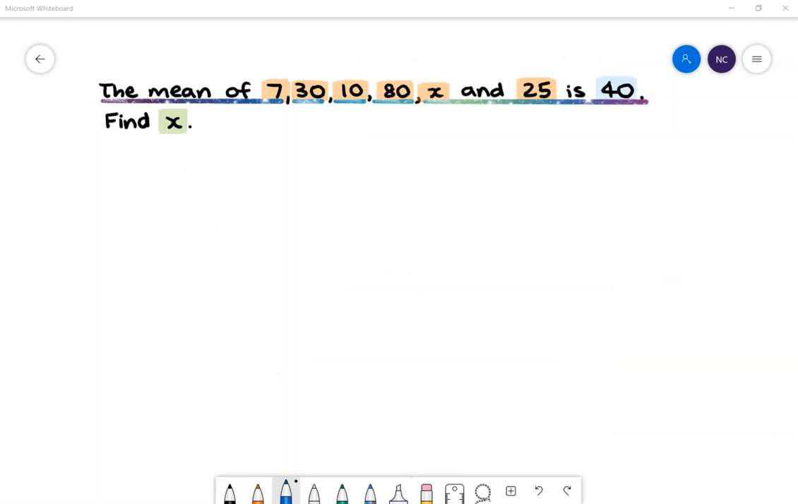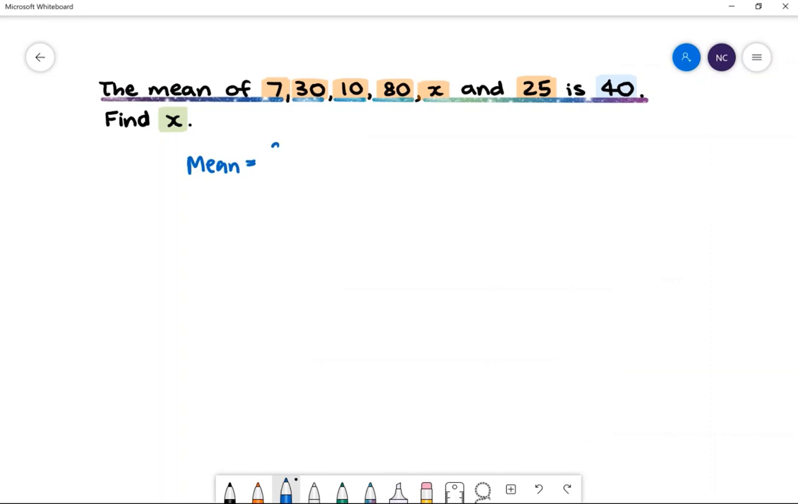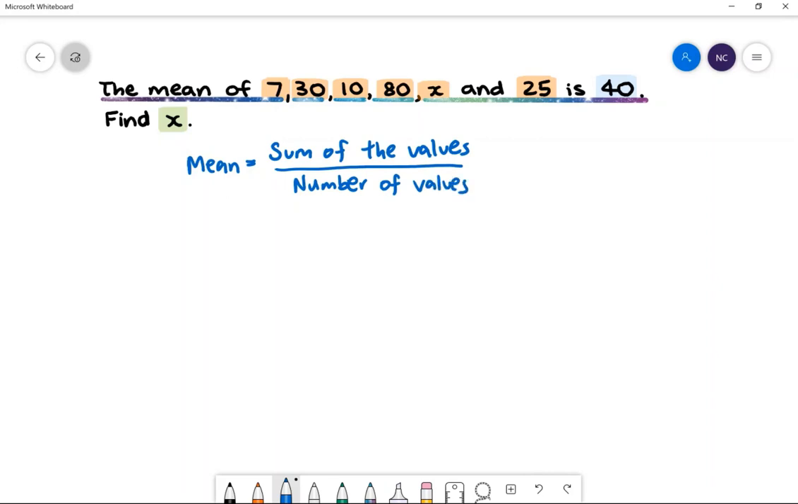Here is our last example. The mean of 7, 30, 10, 80, x, and 25 is 40. Find x. The mean can be found by summing up all the values and dividing it by the number of values. We are given that the mean is 40. The sum of the values is 7 plus 30 plus 10 plus 80 plus x plus 25. The number of values is 6.